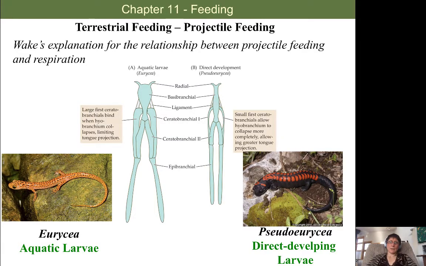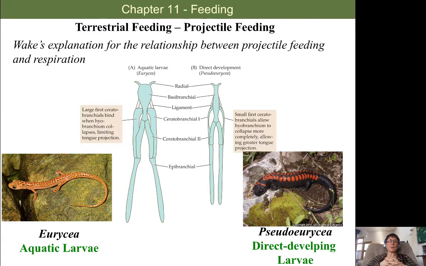Okay. The second issue had to do with Wake's explanation. Remember, yes, salamanders can exhibit projectile feeding. Not all of them exhibit this extreme projectile feeding. Some of them literally just stick their tongue out, almost like frogs do. They stick a little bit out and come back, okay? In plethodontid salamanders, remember, these are all lungless, and they exhibit the most extreme length in projectile feeding.